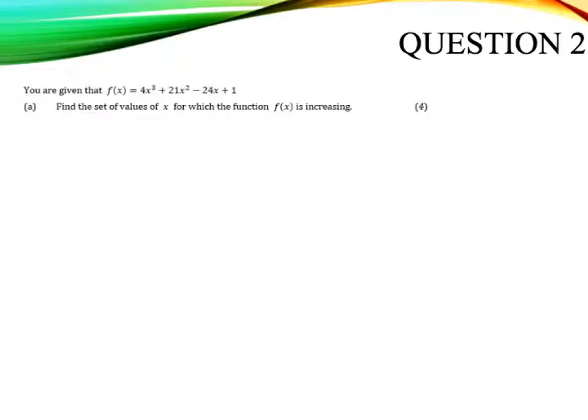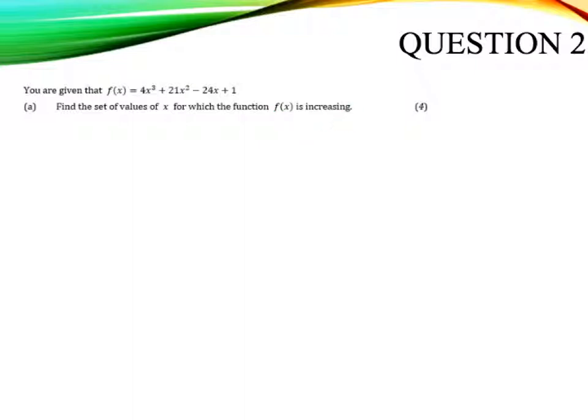So this is the second question, and it's in two parts. The first part's asking us about this function here, f of x. It says that it's equal to 4x cubed plus 21x squared minus 24x plus 1. And it asks us to find the set of values for which the function f of x is increasing.